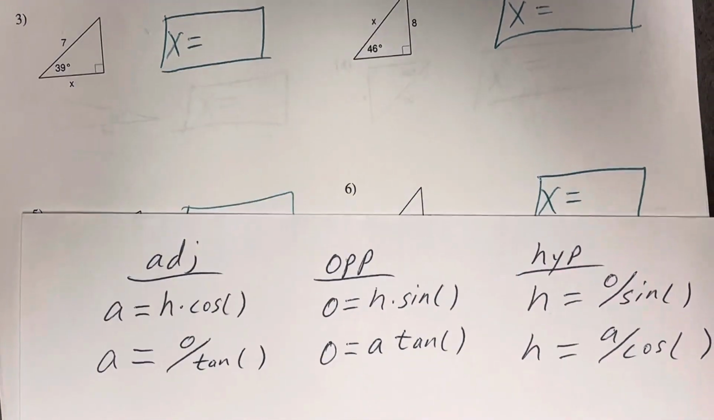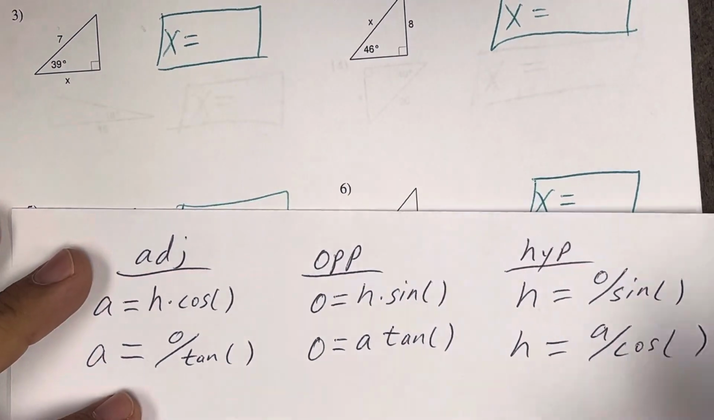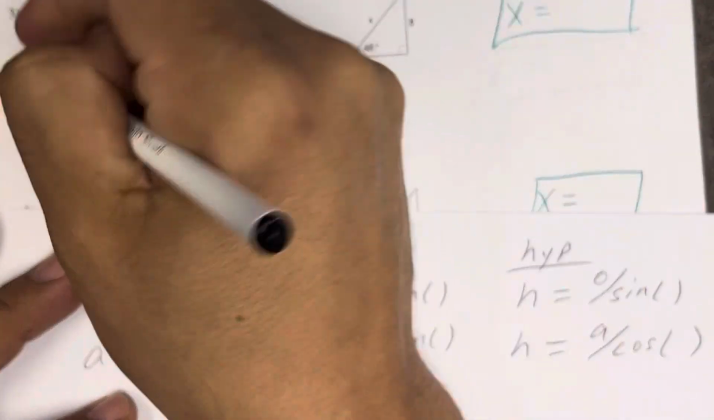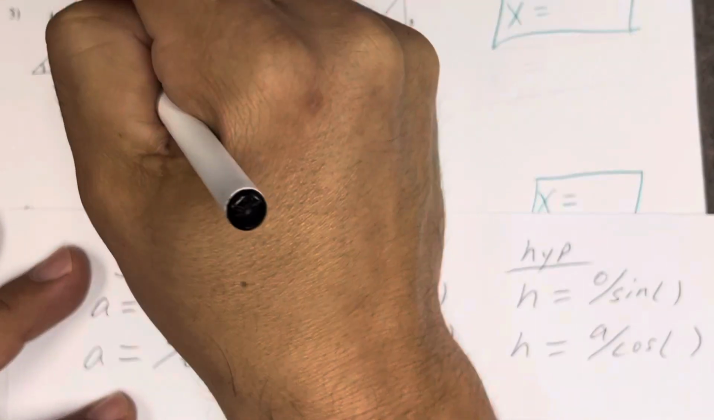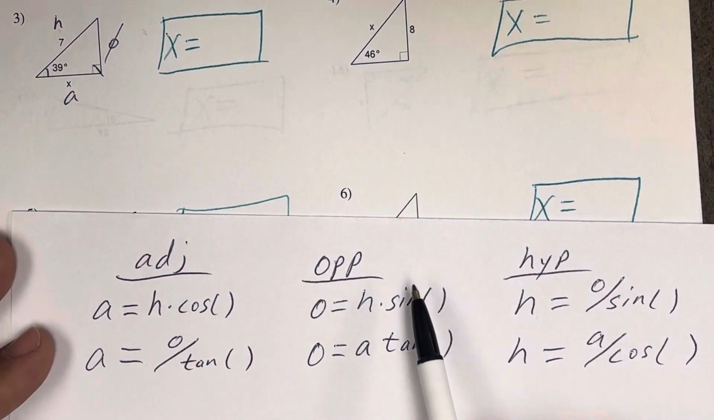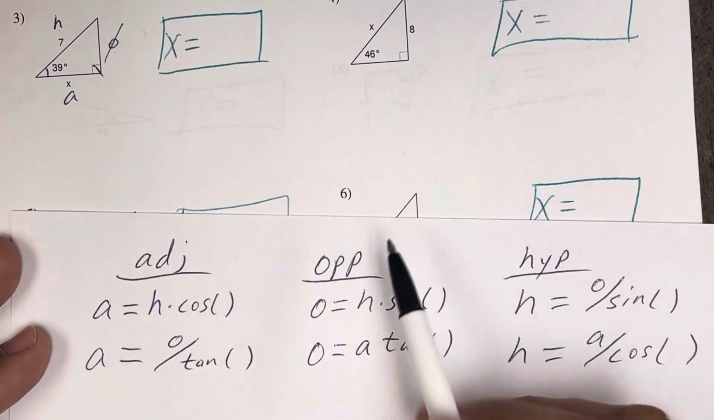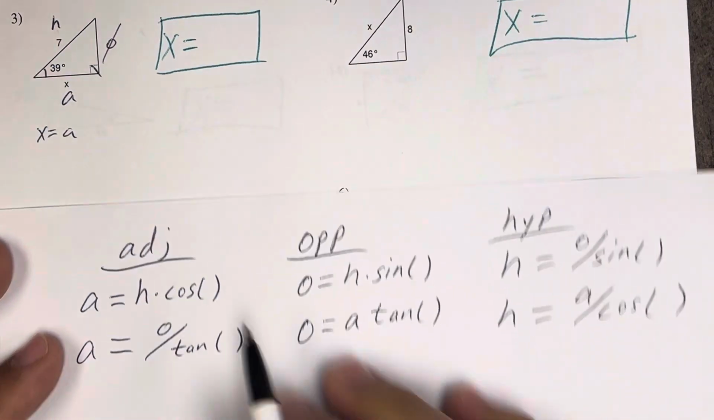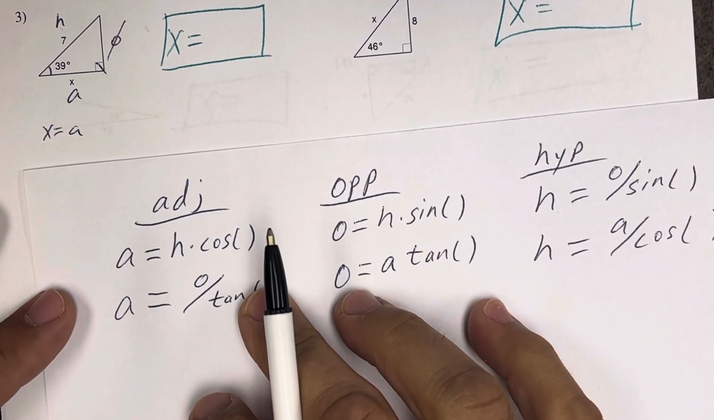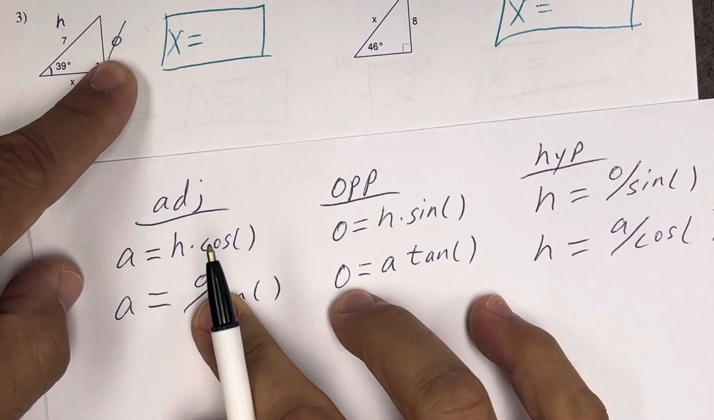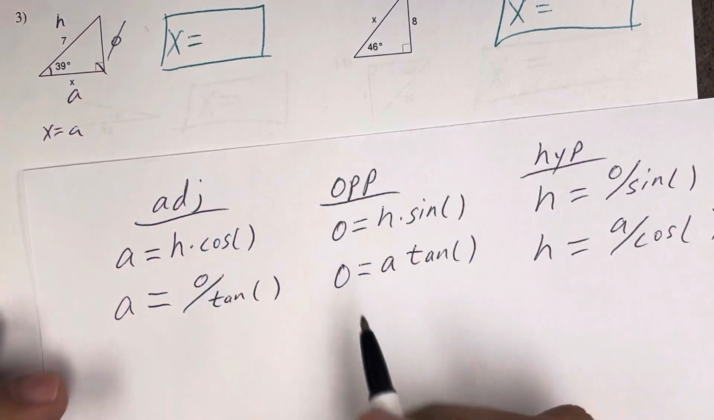Let's look at the next one. Sorry about the camera. All right. Now I have my angle, I have the hypotenuse, and I have the adjacent. Over here is the opposite, but I don't care about that one because they didn't give me that number. So I'm looking for A, right? A is X. X is the same as A. Here are my two equations for A. Do I use the hypotenuse or the opposite? I already crossed out opposite, so I have to use the hypotenuse.